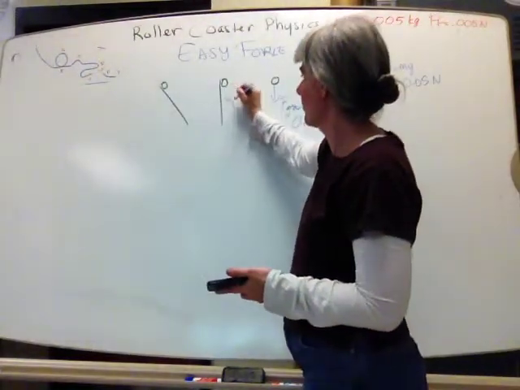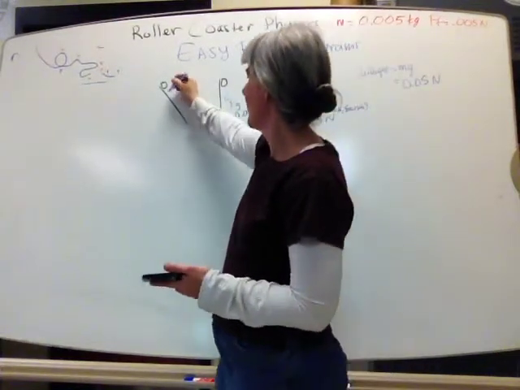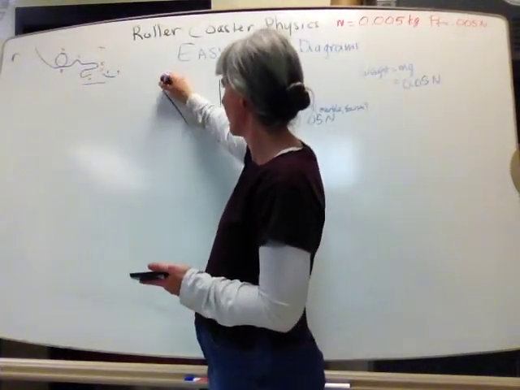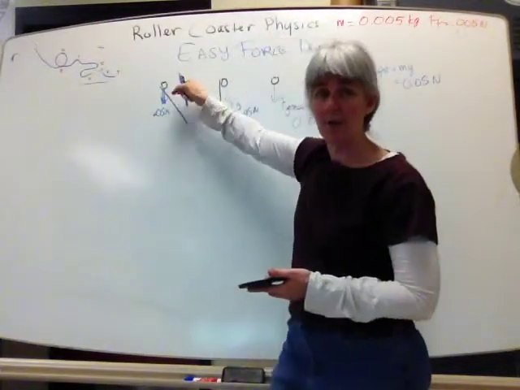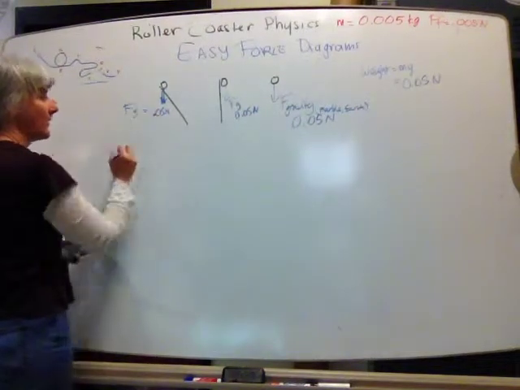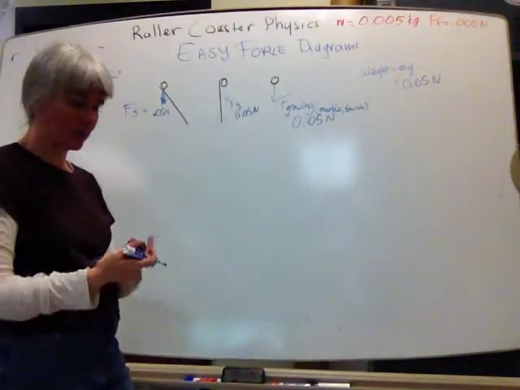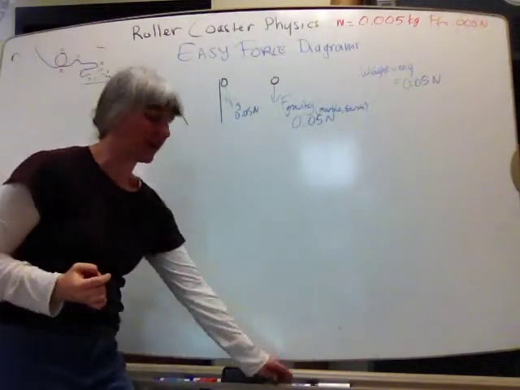So here I've also got the force of gravity of 0.05 newtons, and here I've also got the force of gravity of 0.05 newtons. Notice I had the force of gravity go straight down there. It doesn't go down the ramp, it goes literally straight down towards the center of the earth. Every single marble should have the force of gravity on it.